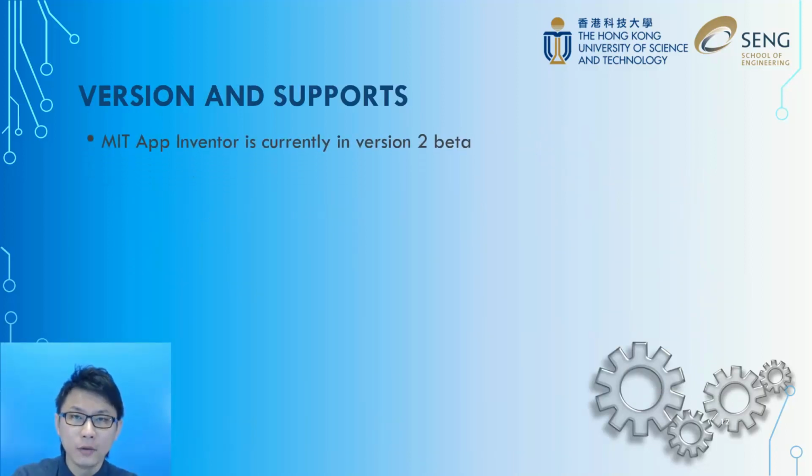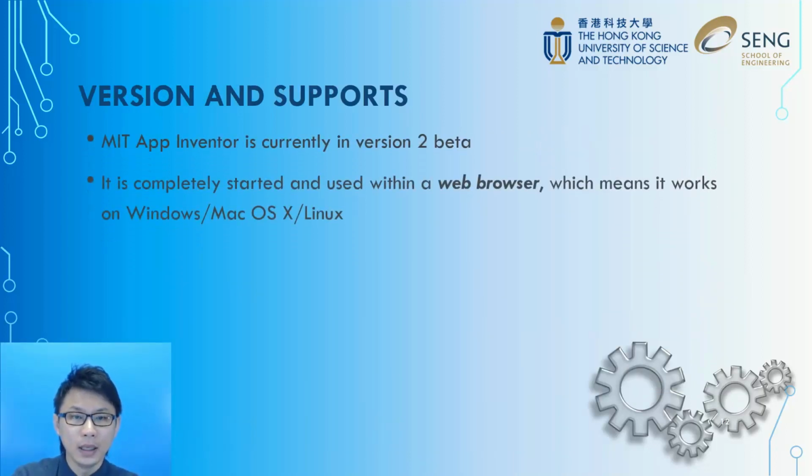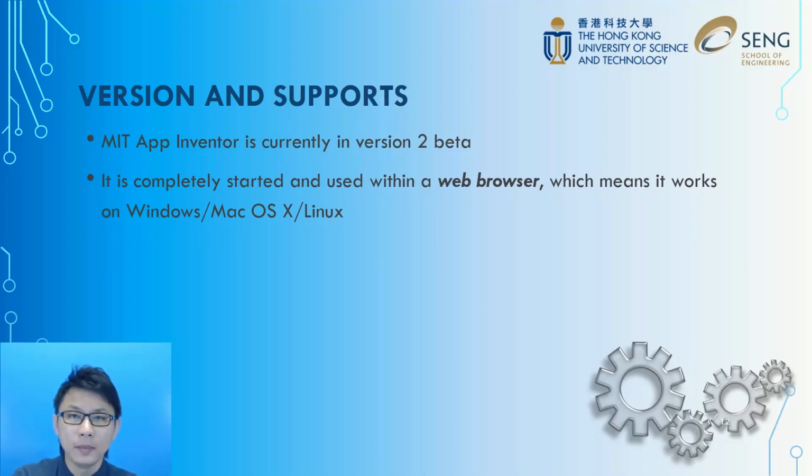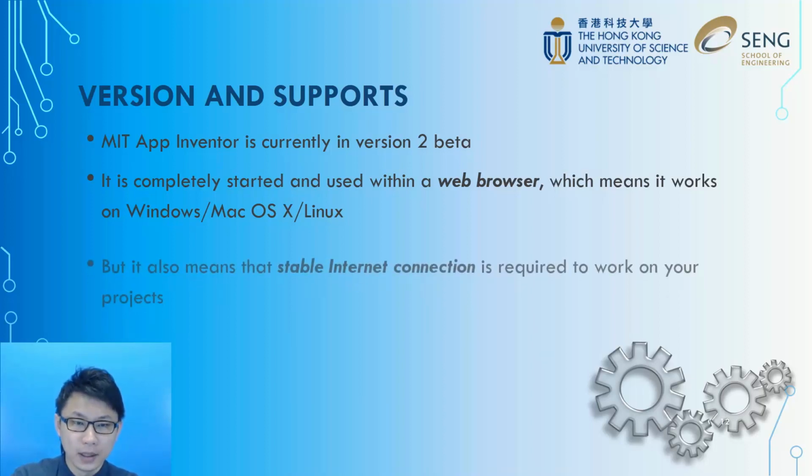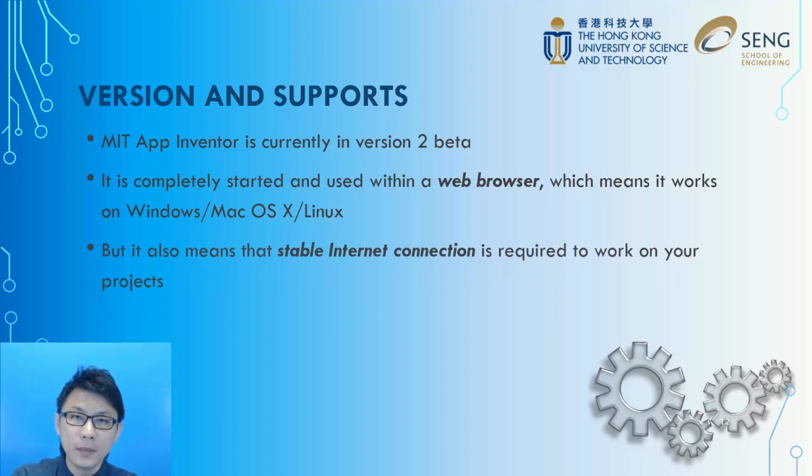AppInventor is currently in version 2 beta. It can be started and used within a browser. That means that it's going to work on any OS, including Microsoft Windows, Mac OS X, and also Linux. But it also means that you need a stable internet connection to work on your projects. Supported browsers include Google Chrome, Firefox, and Apple Safari.